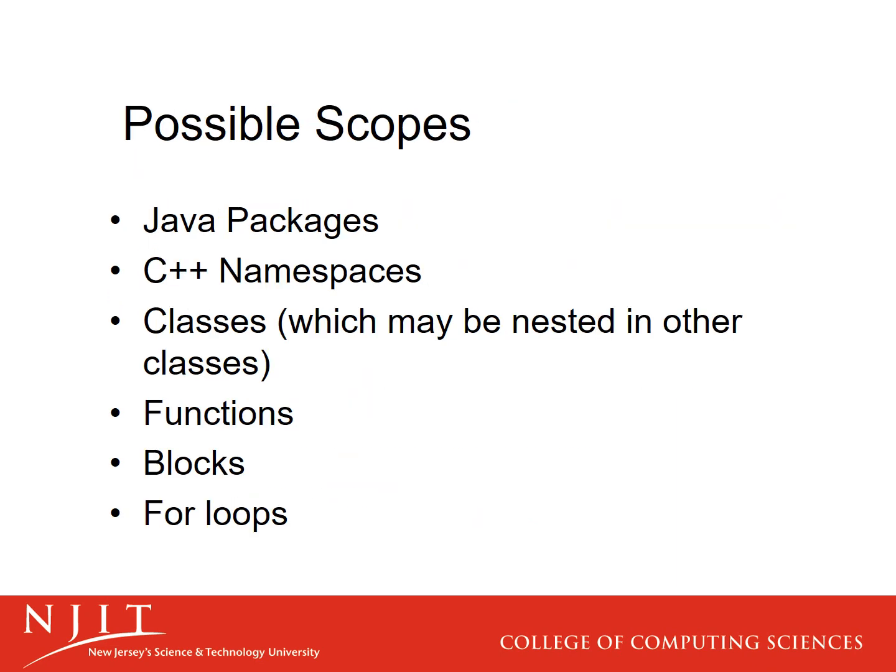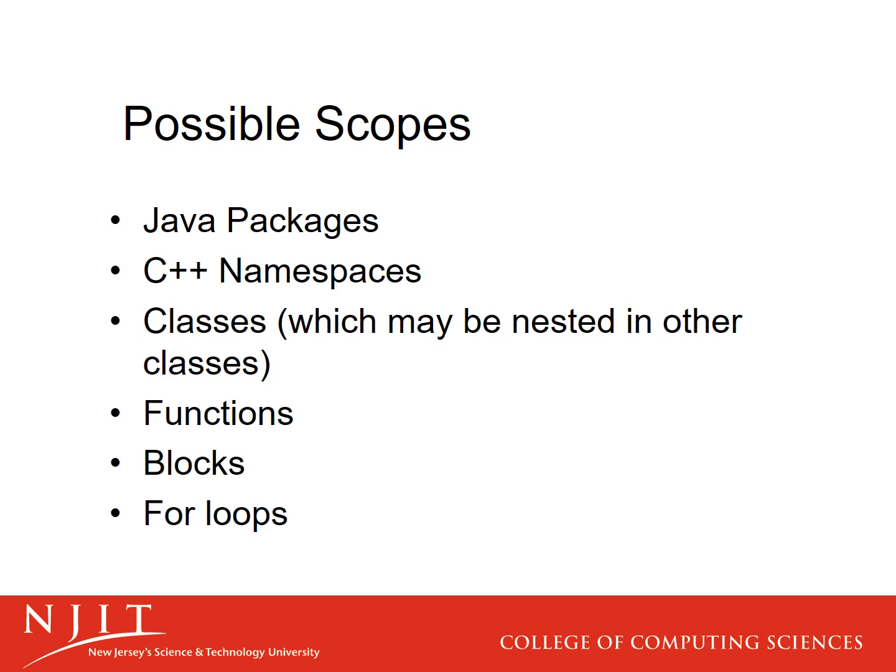There are also various subdivisions. If you're a Java programmer, you're used to packages. Packages are a scope. Namespaces are a scope. And these things can be nested. You can have a package inside of a package. You can have a namespace inside of a namespace. You can have classes inside of a class, right? Classes are a scope. Functions are their own scope. Blocks of code, curly brace enclosed clumps of code, are their own scope. And in C++ and Java, even for loops are their own scope.